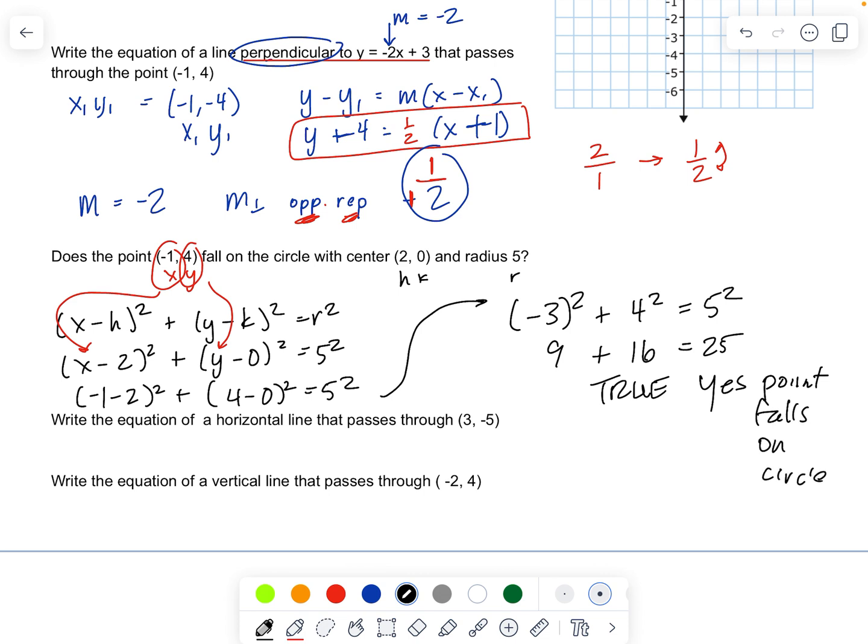If I got something that was not true, like if the radius of the circle wasn't 5, if it was 6, then this would be a false statement, and we would say the point does not fall on the circle.